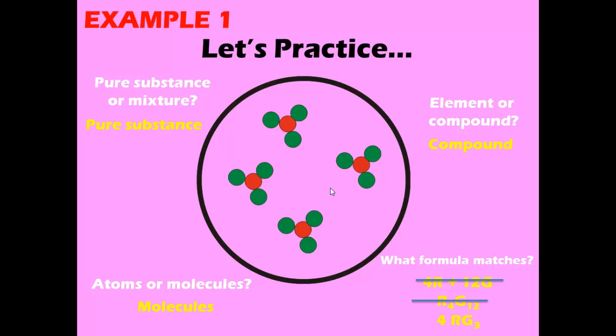Well, that leaves us with the third option. Let's talk about why this is the best formula. You'll notice there's a big 4 in front. The big 4 is representing the fact that there are 4 particles shown. In every single particle, there is 1 red and there are 3 green. That's where we came up with RG3. 1 red, 3 green. And that same particle is repeated 4 times.